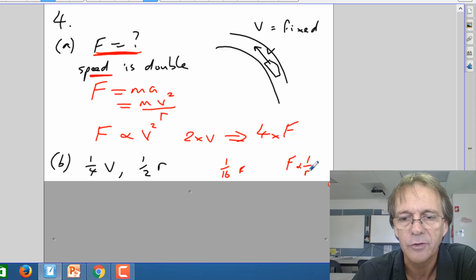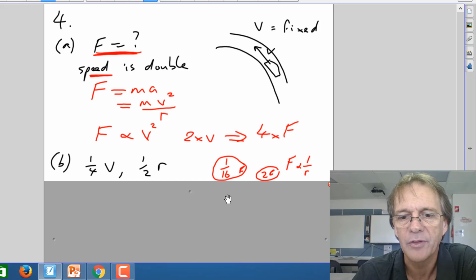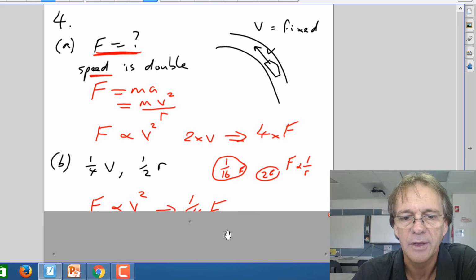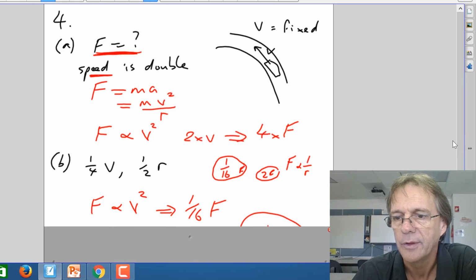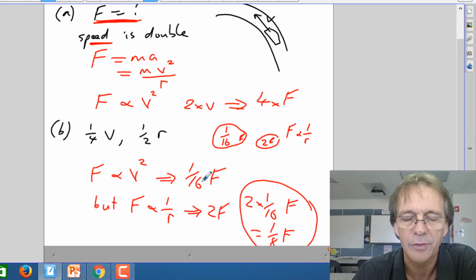A smaller radius, say 2 times smaller, or half the size, is going to give you 2 times bigger the F. So we're going to get 2F as one factor, 1/16 as the other. Altogether, 1/16 times 2, you're going to get 1/8 of the force. So you can get tricky ones like that as well. Okay? So it's 1/16 on account of velocity squared, but it's 2 times bigger on account of the half the radius, because it's an inverse. That gives you 1/8.